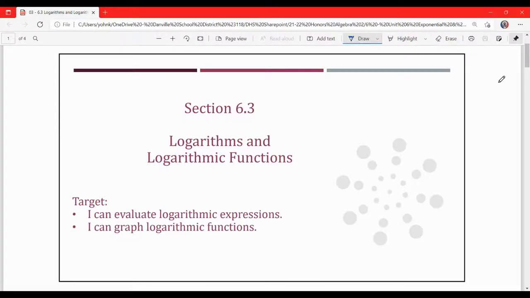Hey kids, welcome to section 6.3, logarithms and logarithmic functions. Today you're going to learn how to evaluate logarithmic expressions and how to graph logarithmic functions.